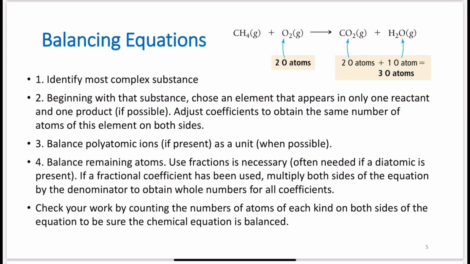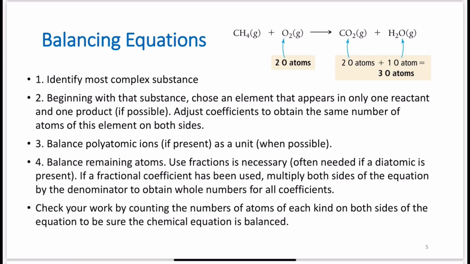Okay, so your book has a set of rules that we can follow for balancing equations. I recommend going through this and following it until you start to get your pattern down yourself. Eventually it becomes second nature. Most students do pretty well with balancing equations. They don't struggle with it too long, but these are the rules you need to follow until you get that pattern down. Identify your most complex substance. Beginning with that substance, choose an element that appears in only one reactant and one product if possible. Adjust the coefficients to obtain the same number of atoms of this element on both sides.